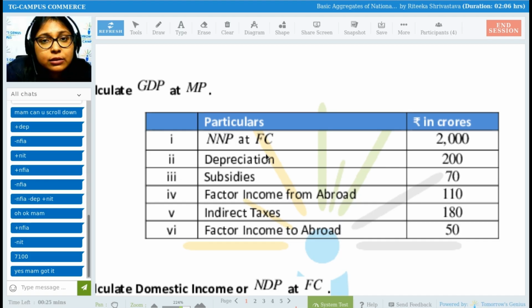Same way for NFIA also, they have not given it directly, they have given you from abroad and to abroad. So we know the formula of NFIA as well, net factor income from abroad minus net factor income to abroad. After deducting, whatever value you get, you are going to put it there. Okay. Try solving it. If you didn't understand, do as much as you have understood. Remaining, I'll explain.